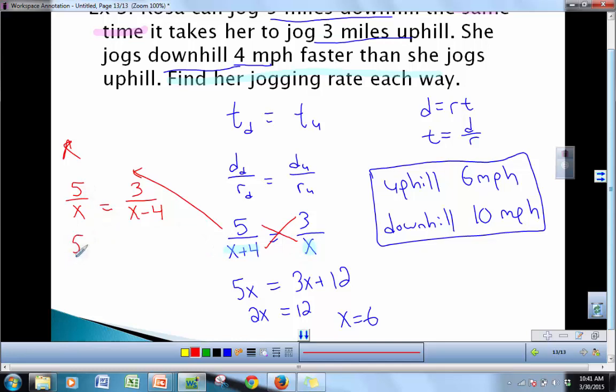When you cross multiply this way, notice you're going to get some different numbers, but when you solve, your first answer is going to be 10. Because x is downhill, you get the downhill answer first, and then when you subtract 4, you get 6. So there are some different ways of setting these problems up depending on the way you're looking at it.